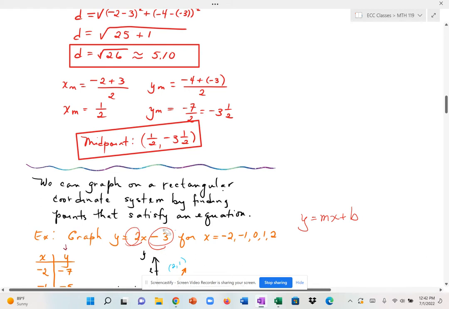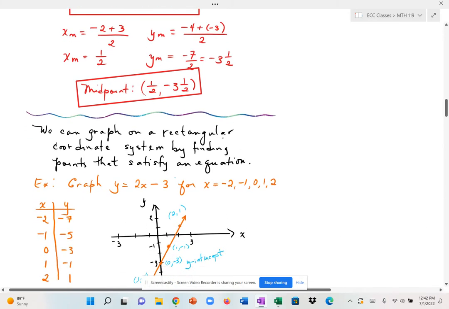To graph a line, there's more than one way. One option is just to plug in points. Plug in values of x, calculate the y's, and then you'll have coordinates that you can plot. You need at least 2 points to graph a line. Here we're going to be calculating 5 points, which is more than what you need, but I wanted you to get that practice of computing the y values for any value of x.